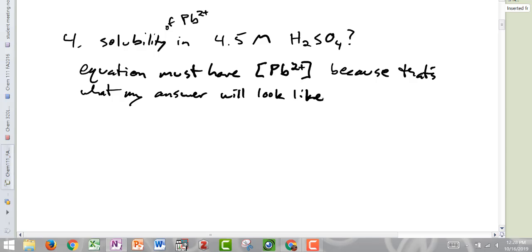What equation have we recently seen that has the concentration of lead 2+ in it? Yeah, the Ksp for lead, the last one. Good. So let's use that.